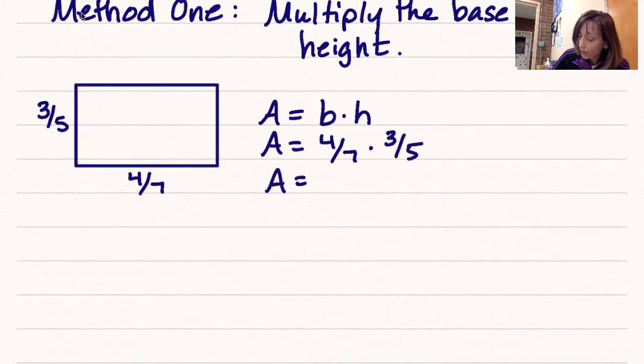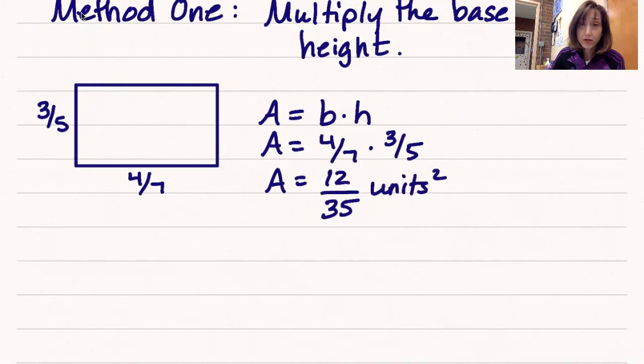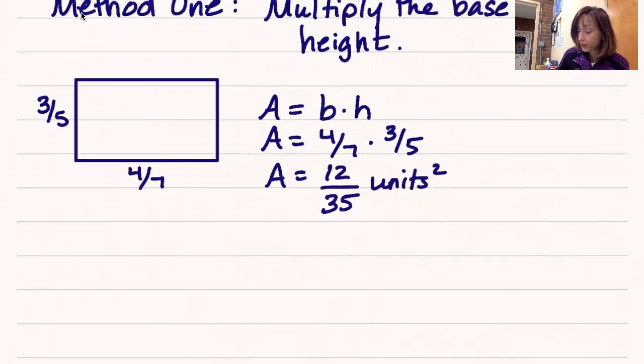And now let's go ahead and fill in the base and the height. So we have the area equals 4/7 times 3/5. And we're all remembering how to multiply fractions. We're going to go across the numerator. So 4 times 3 is 12. And 7 times 5 is 35. And that is going to be units squared. If the units are not indicated in the picture that they're inches or centimeters or whatever, we just use the word units to specify the measurement.